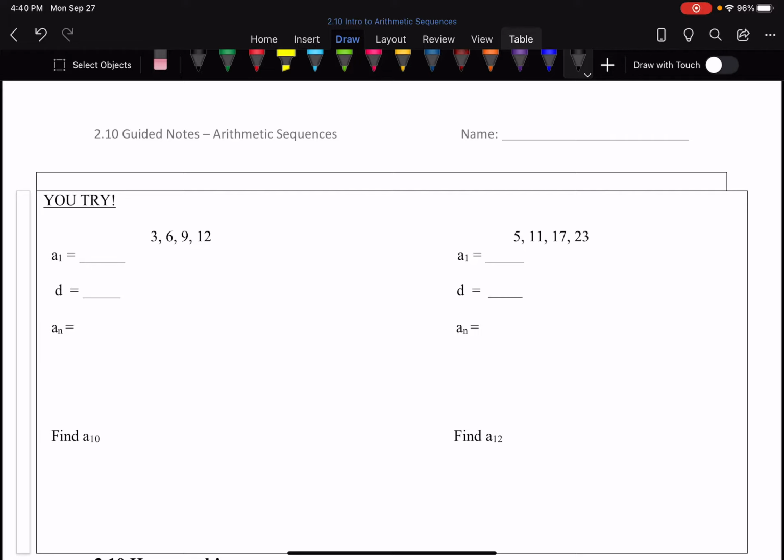So I've got the sequence 3, 6, 9, and 12. My a sub 1 is 3 because that's my first term. My difference is I'm adding 3 each time, so my difference is 3. So therefore my a sub n, using the explicit formula, we need to write the explicit formula. Remember, this is our useful formula to find any term at any time.